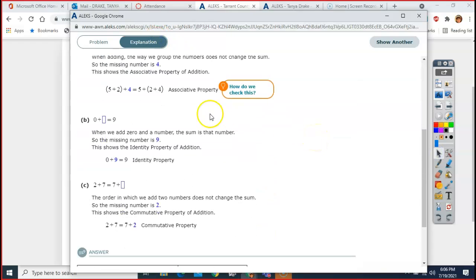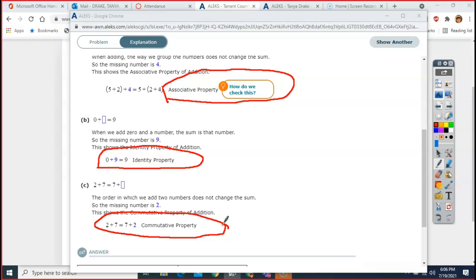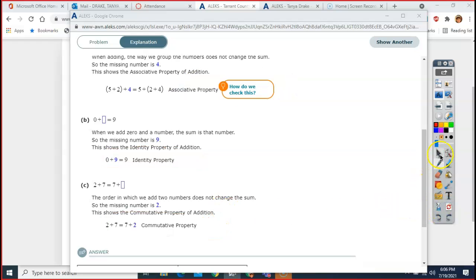Okay, so I said addition property, but it's the associative property. 5 plus 2 plus 4 equals 5 plus 2 plus 4. I knew it was something that began with an A. Associative property. And then identity property for when you're adding something to 0, and commutative property when you're just changing the numbers. And all of this deals with addition, so don't get it twisted with subtraction. Let me give you another one.